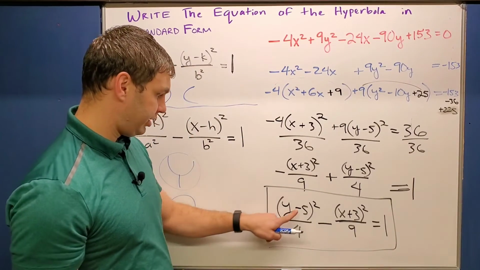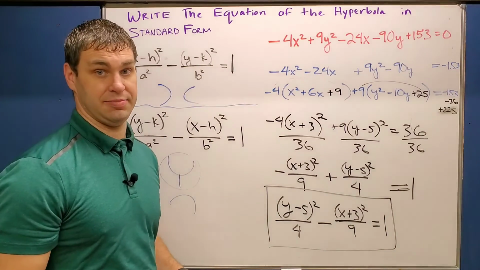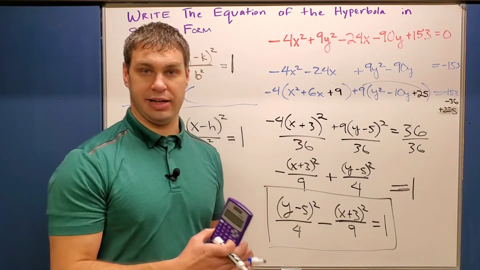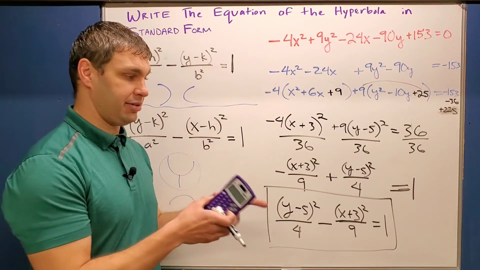And since we know that our y's come first, this is going to be one where it's opening up and down. Now we need to find the different parts of these, like our a, b's, and c's, our h and k for our center. To do that, maybe check out this video.